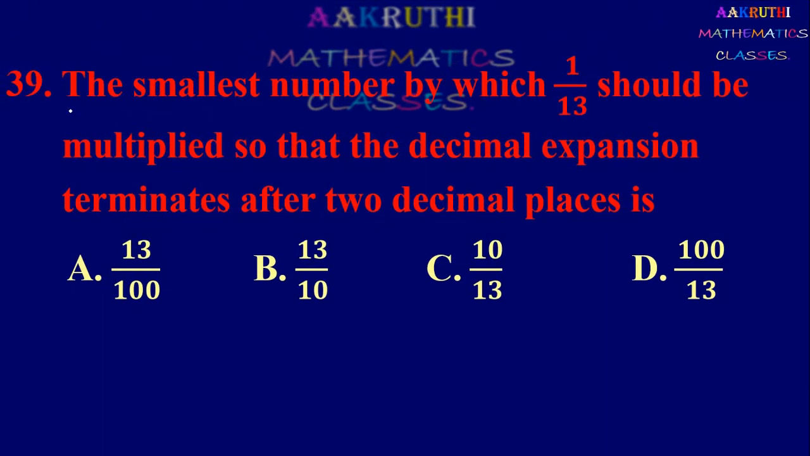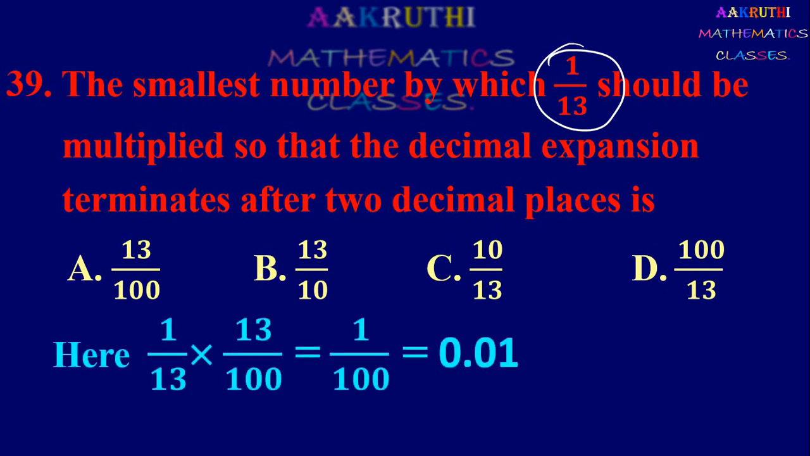So next question, question number 39. The smallest number by which 1 by 13 should be multiplied so that the decimal expansion terminates after 2 decimal places is. So here the given number is 1 by 13. We have to multiply 1 by 13 by some number and the resulting number should terminate after 2 decimal places. So here we multiply 1 by 13 by 100.